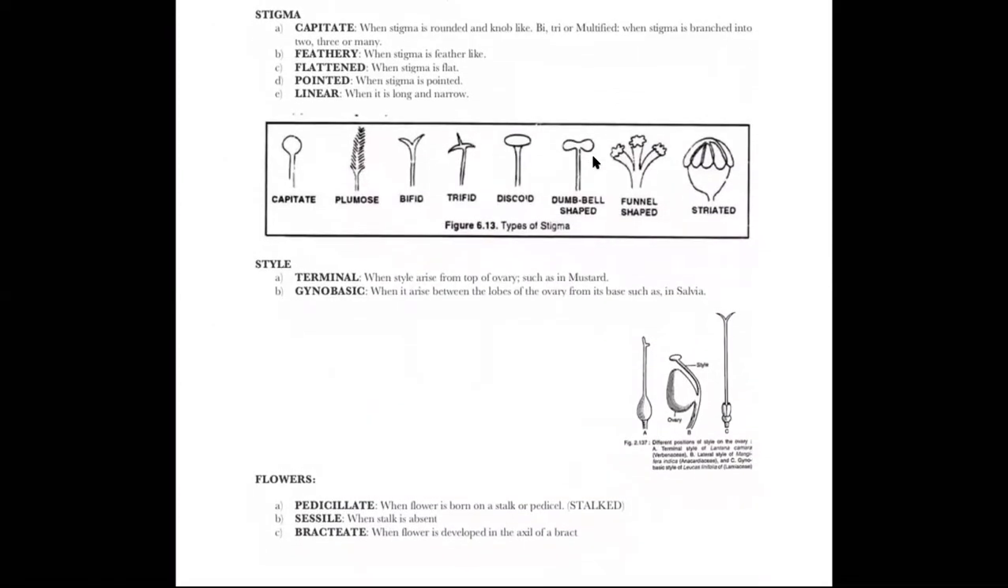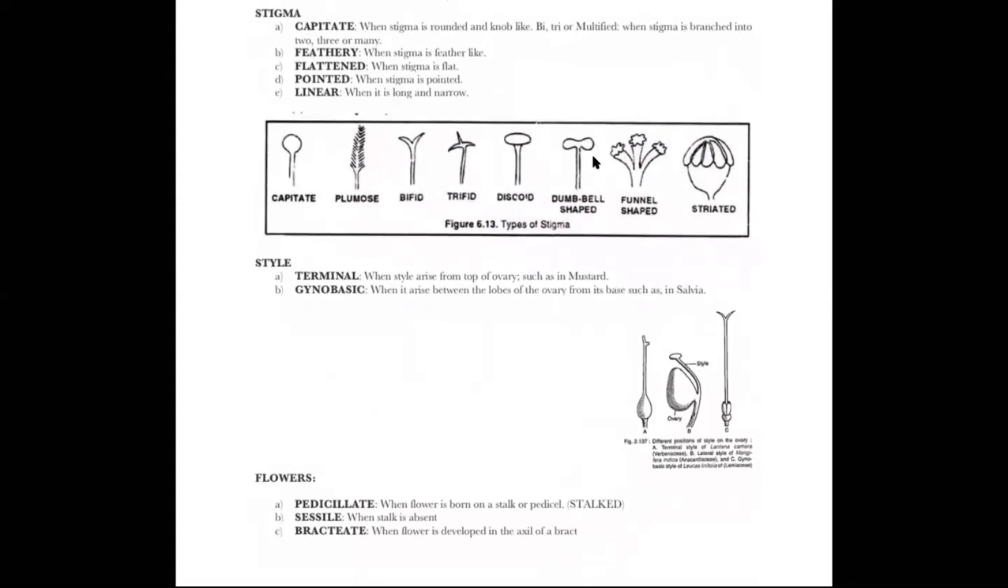Now the style, which is from the ovary to the stigma, it could be of multiple types. Also, style could be terminal, okay, which is simple when it arises from the top of the ovary, or it could be basic when it arises between the lobes of the ovary, such as its base.